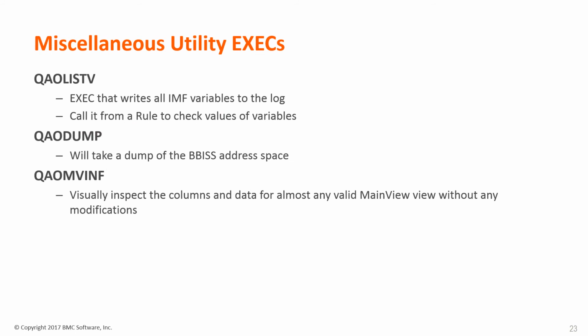A few more utility execs that may be of use is QAO LISTV, which will write all of the IMUF variables to the system log to the AutoOPERATOR journal. You can call it from a rule to check values of your variables as well. There's a QAO dump, which will take a dump of the BBISS address space, which is the AutoOPERATOR address space. And then there's a QAO MVINF, which lets you look at any of the data in MainView.